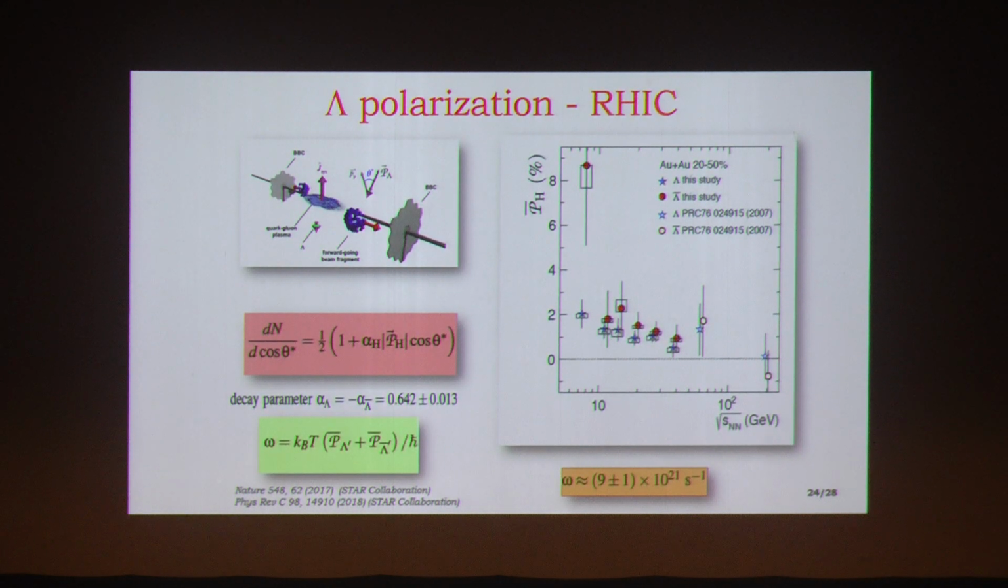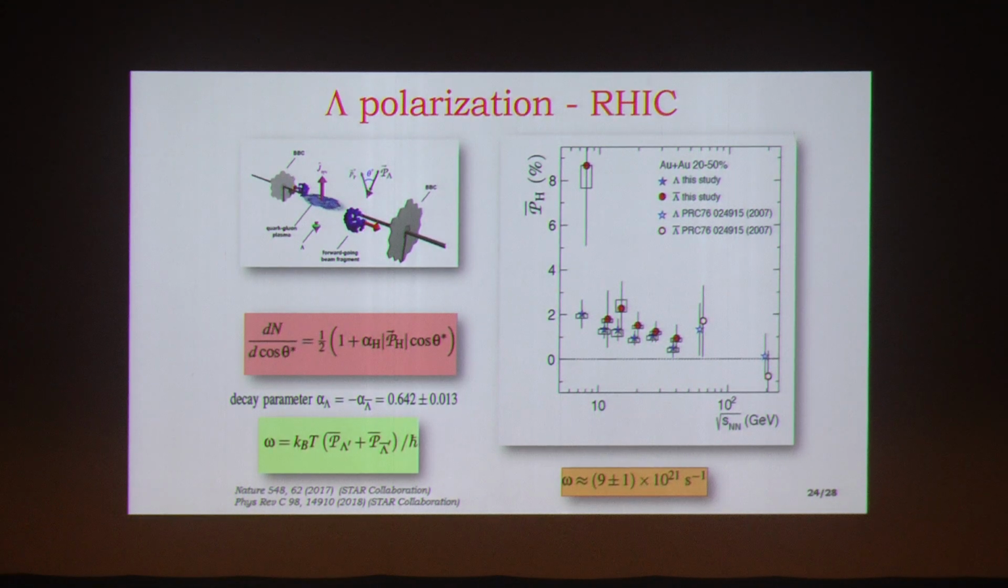Now, I must also let you know that some time back, RHIC as well as ALICE has measured polarization of lambdas. Lambdas are baryons, spin half carrying particles. The angular distributions can be worked out to look like this, where this represents the polarization. These are measured here, in percentage, as a function of collision energy.